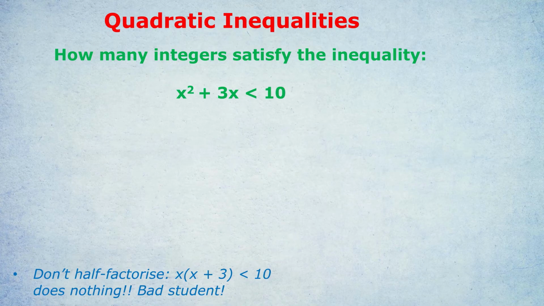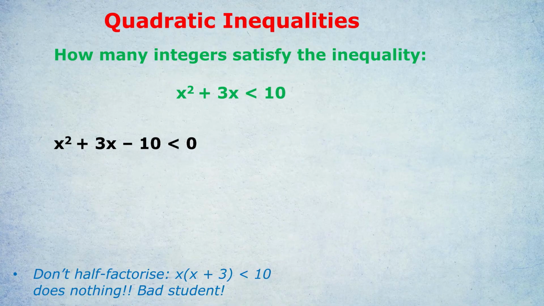First thing, which I've written down below, is don't half factorize. Don't factorize the left-hand side as x brackets x plus 3 is less than 10. That does nothing. Bad student, I've written. It just doesn't achieve anything. Unless we have an equals 0 or less than 0, factorizing doesn't really accomplish much. Instead, you want to bring the 10 across and then factorize properly, factorizing everything in one go rather than just part of the inequality. So let's bring that 10 across. We have x squared plus 3x minus 10 is less than 0.